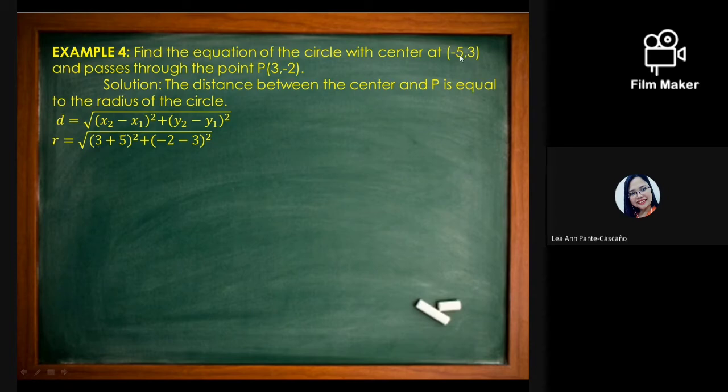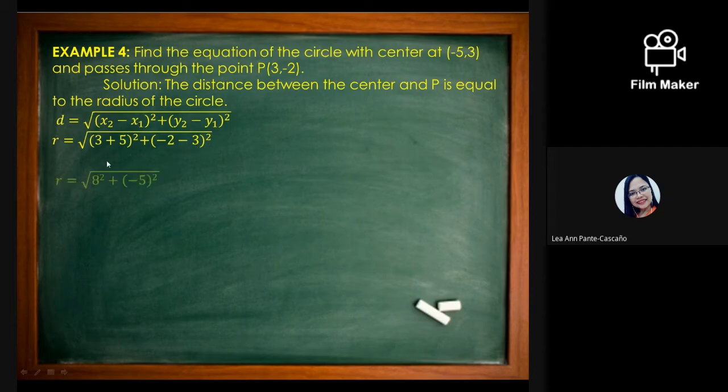X sub 1 natin is 5. Since this is negative at ito po ay negative, so magiging positive. So, that is now 3 plus 5 squared. Let's have for y. So, that is now plus. Bring down plus. Ang ating y sub 2 is negative 2. Ang ating y sub 1 is positive 3. So, that is now copy minus, then positive 3 squared.